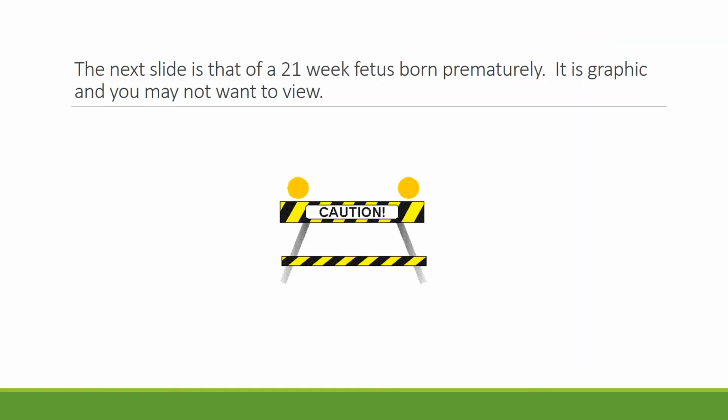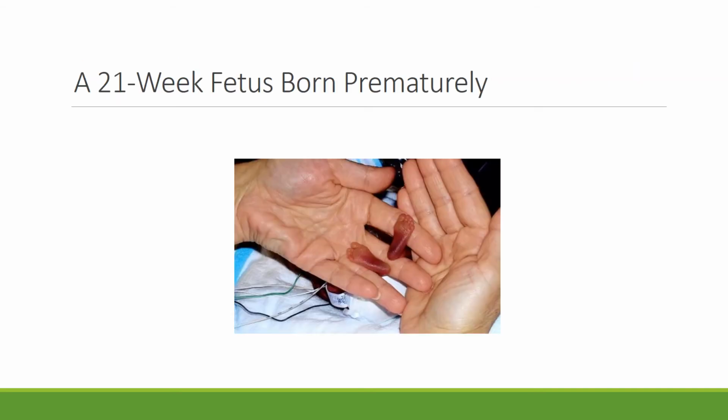The next slide is that of a 21-week fetus born prematurely. The length of a normal pregnancy is 40 weeks. This is graphic, and you may not want to view this. At 21 weeks, the baby now weighs about 3/4 of a pound and is approximately 10.5 inches long. During this time, the initial fluttering movements will begin to turn into full-fledged kicks and nudges.